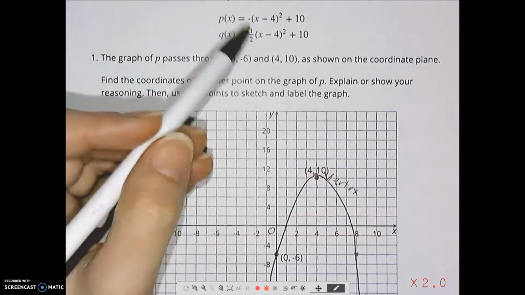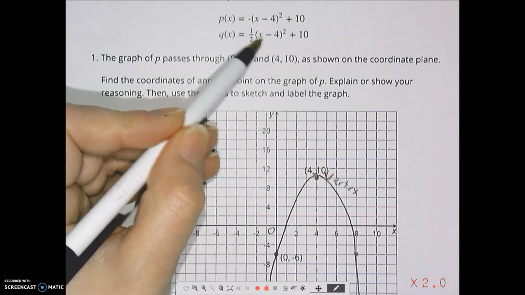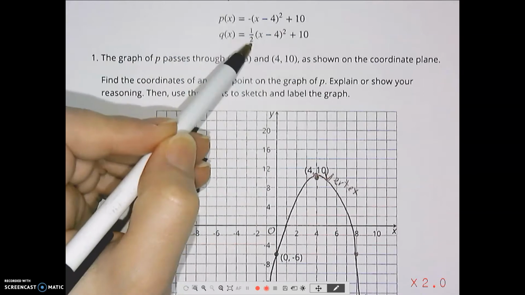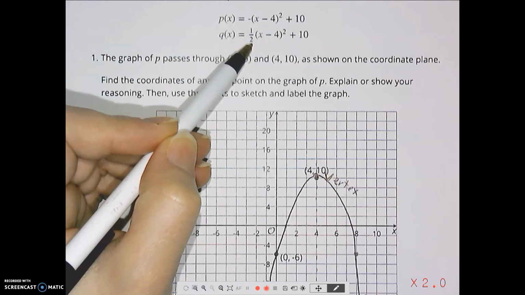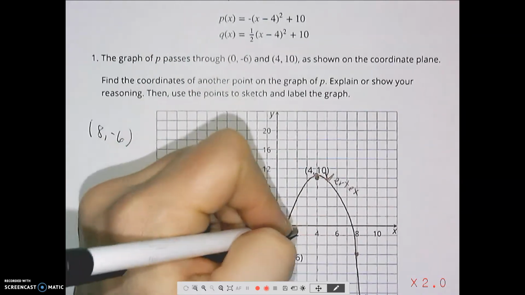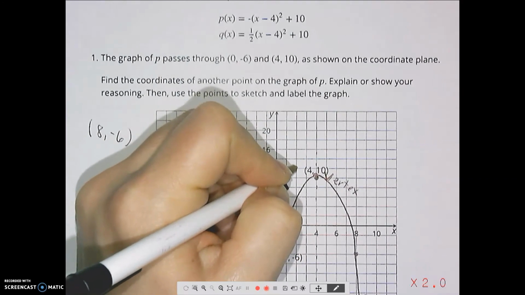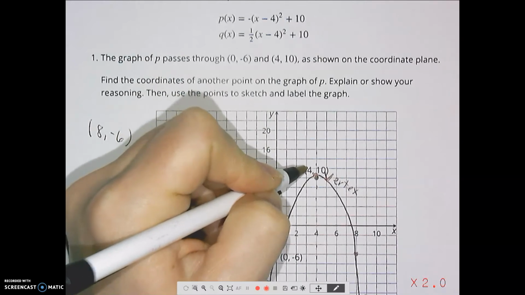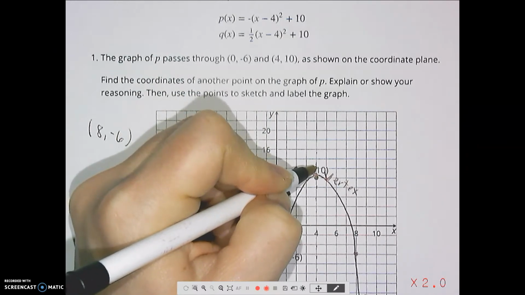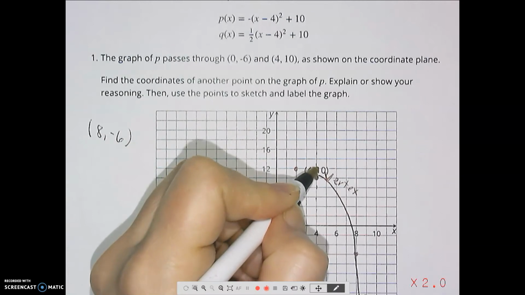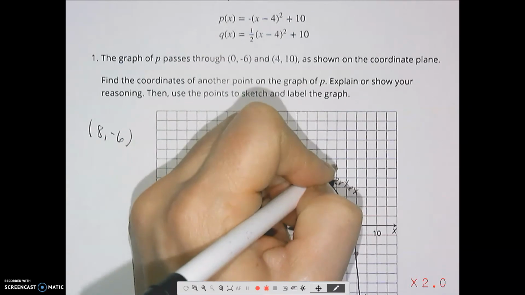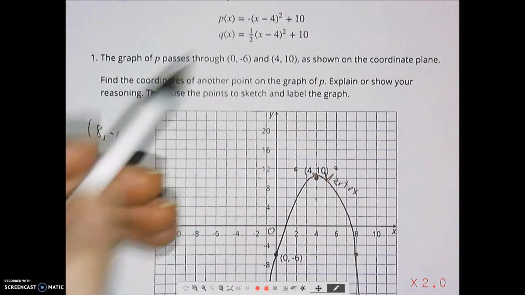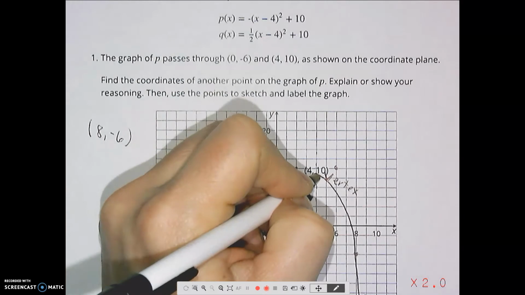So if we plug in 2 here, 2 minus 4 is negative 2. Negative 2 squared is positive 4 times 1/2 is 2 plus 10 is 12. So we just produced a point 2, 12. If we have a point at 2, 12 and we go 2 spaces in to the axis of symmetry, then we would need to go 2 spaces out. And so that means that 6, 12 is also a point on that. And you could do the same thing where you plug in the numbers to get that information.